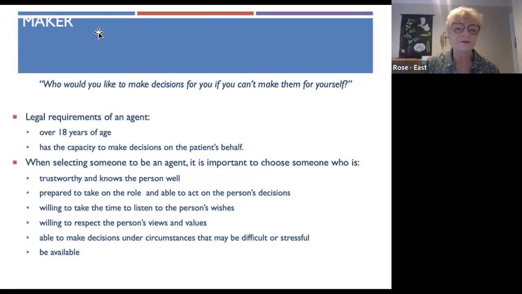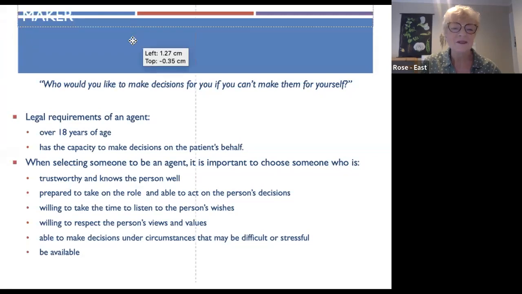Now, I think this is medical treatment decision maker. I don't know what's happened to this slide. Hang on, let me drink. There you go.